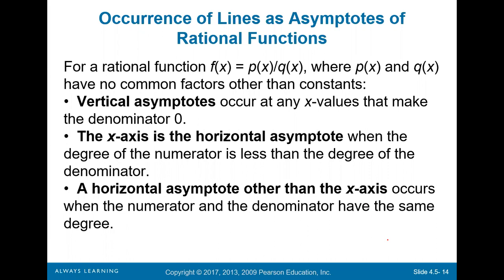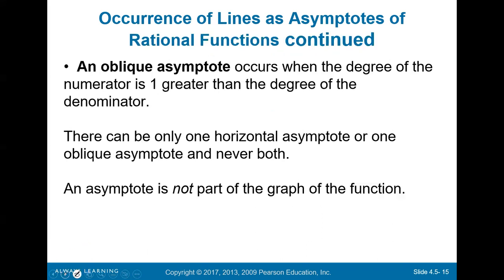The x-axis is the horizontal asymptote when the degree of the numerator is less than the degree of the denominator. A horizontal asymptote other than the x-axis occurs when the numerator and denominator have the same degree, and then the other case would be the oblique asymptote. It occurs when the degree of the numerator is 1 greater than the degree of the denominator. Now, there can only be one horizontal asymptote or one oblique. It can't be both. So you either have a horizontal or you don't, and if you don't have a horizontal asymptote, that means you have an oblique asymptote.